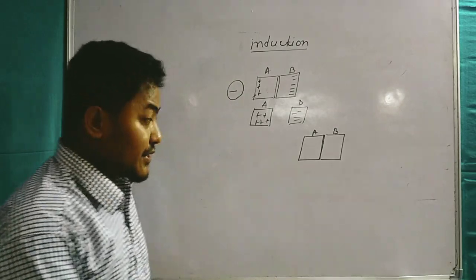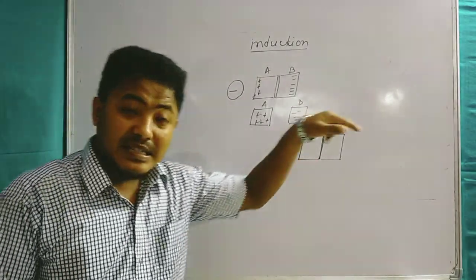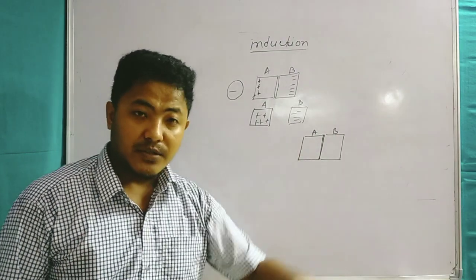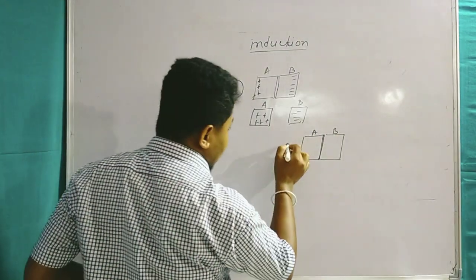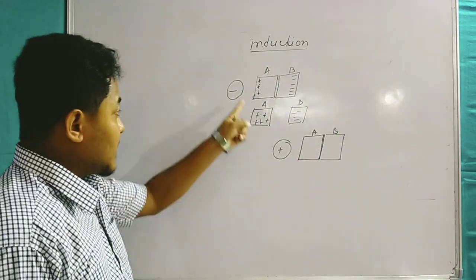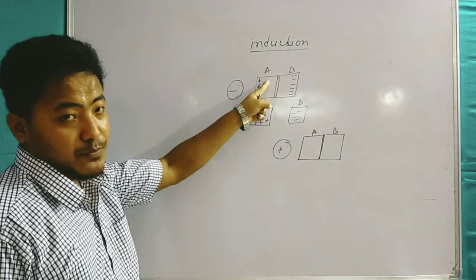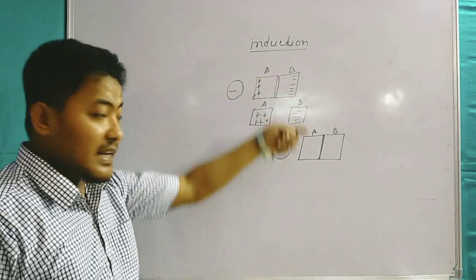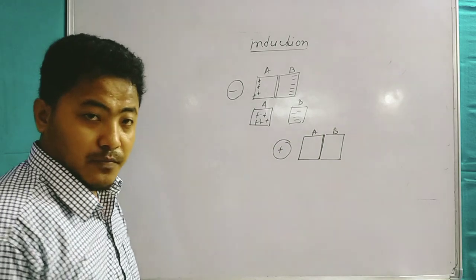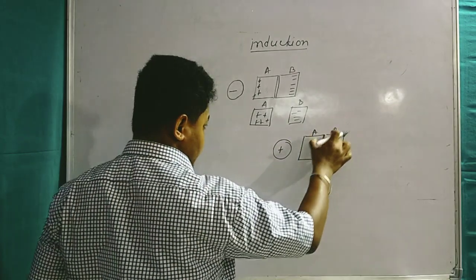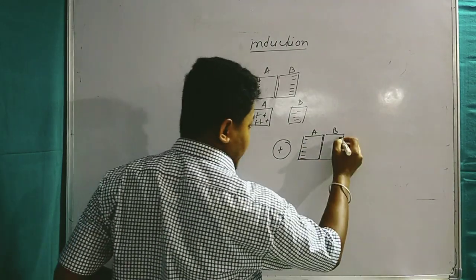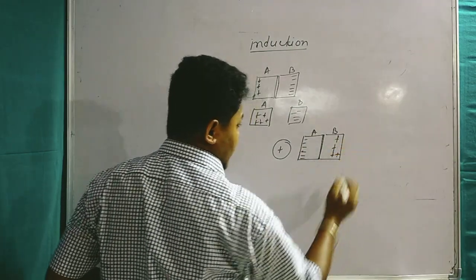If I want to make this body A negatively charged, then what will I do? I will keep a positive charge here, as we kept a negative charge to make this body positively charged. Similarly, I will take a positive body here to make this body negatively charged. Then all the negative charges from this body will come this way, and due to repulsion, all the positive charges will gather in this body.